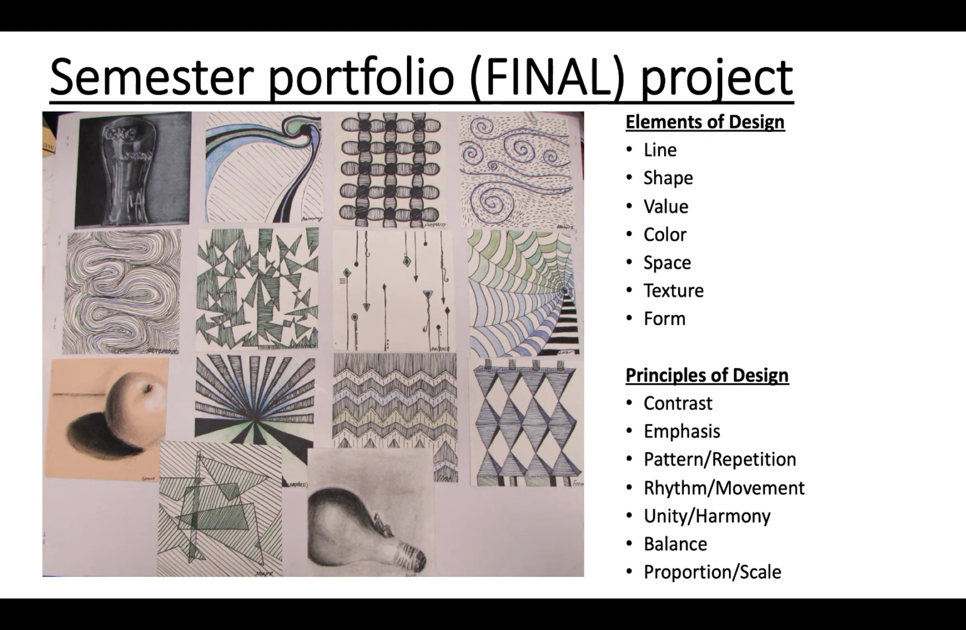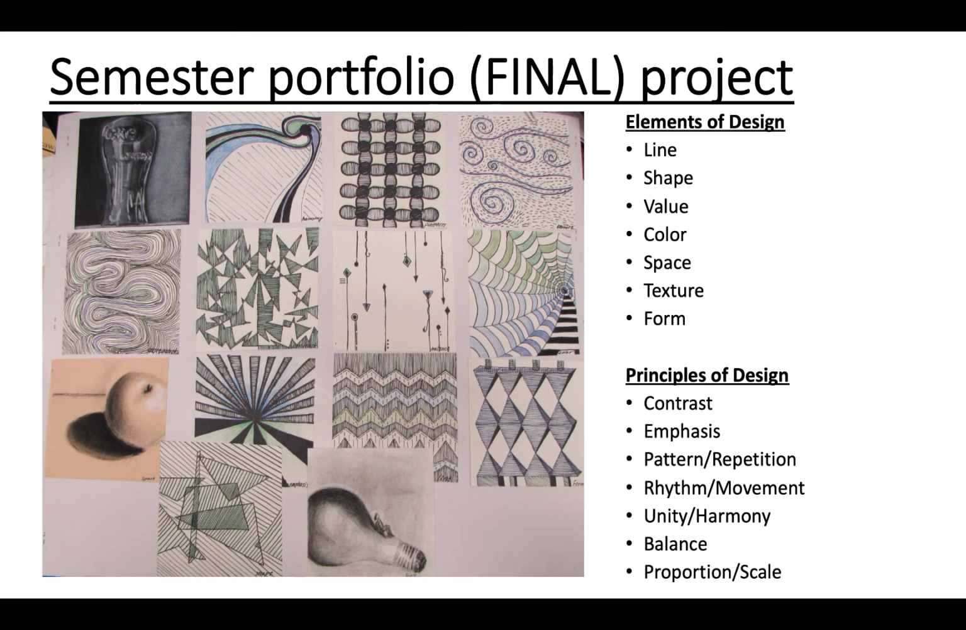So what we're doing is basically doing a miniature drawing of every element and principle of design. There are 7 elements of design, which is line, shape, value, color, space, texture, and form. And there are actually about 10 to 12 principles of design. However, we're just gonna kind of clump them together into 7. So you can see we've got them organized by contrast, emphasis, pattern and repetition, rhythm and movement, unity and harmony, balance, and proportion and scale.